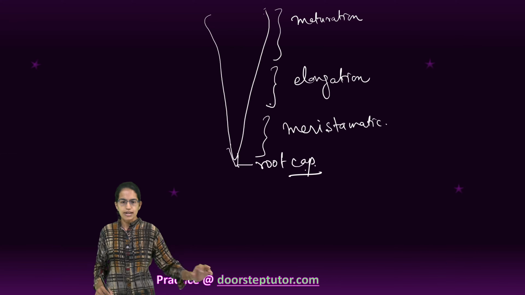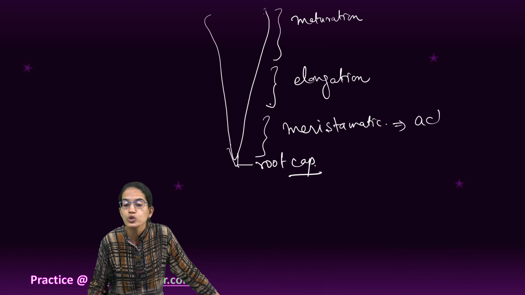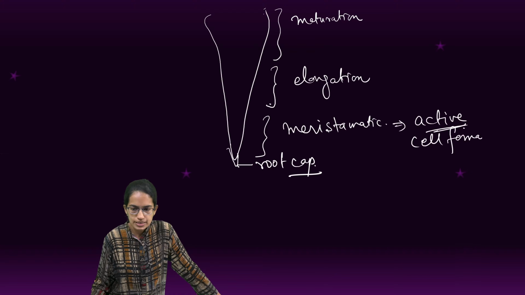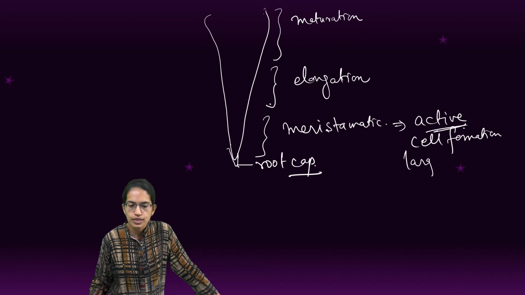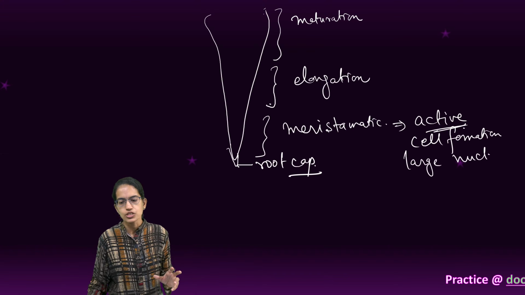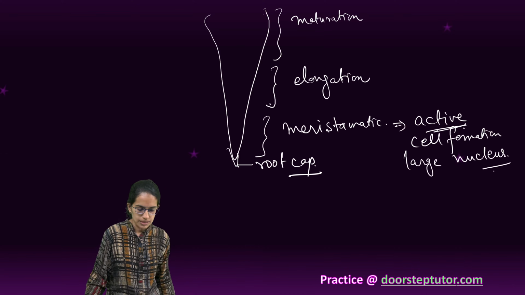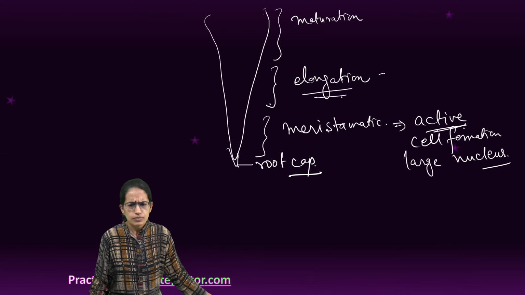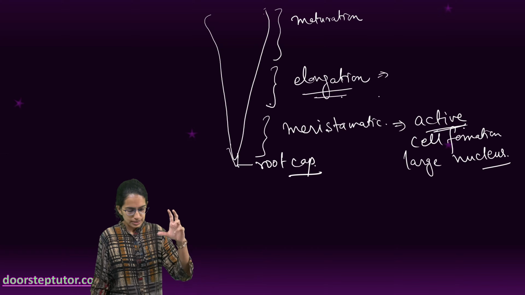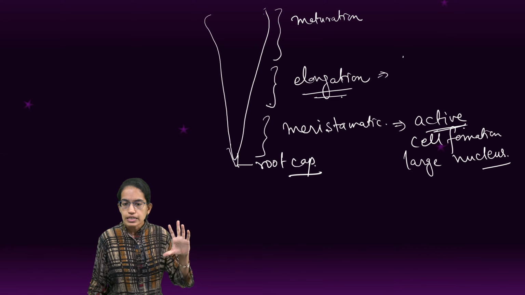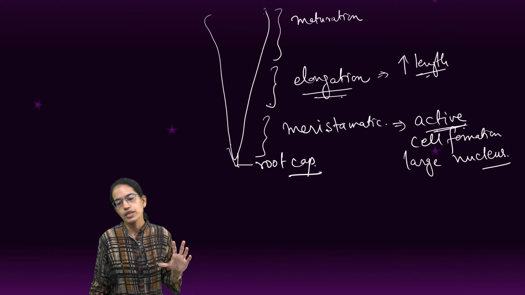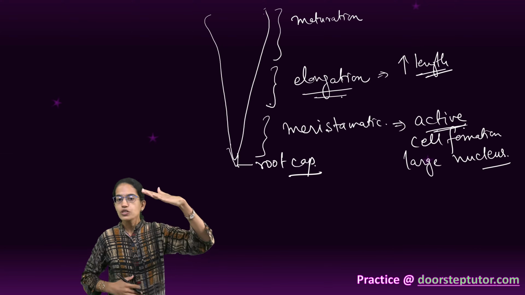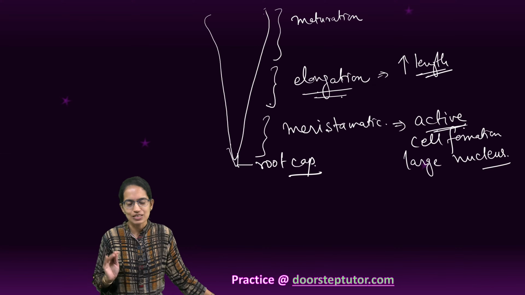The zone of meristematic activity is the most active zone. Now since it's the most active zone, cell formation takes place rapidly. The nucleus size is large with a lot of cytoplasm present, and there is active division. The next is the zone of elongation. This is the zone where there is an increase in the length. So this zone is where elongation of the root takes place, and therefore, as the name suggests, it is the zone of elongation.